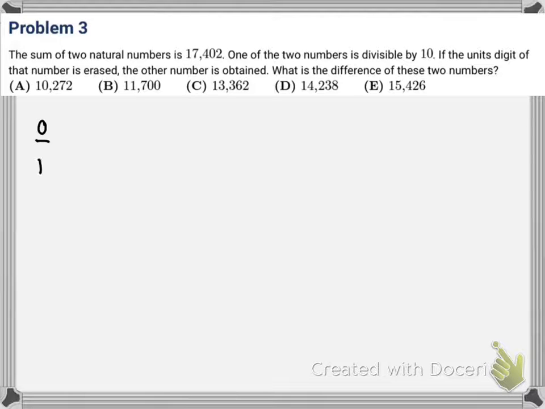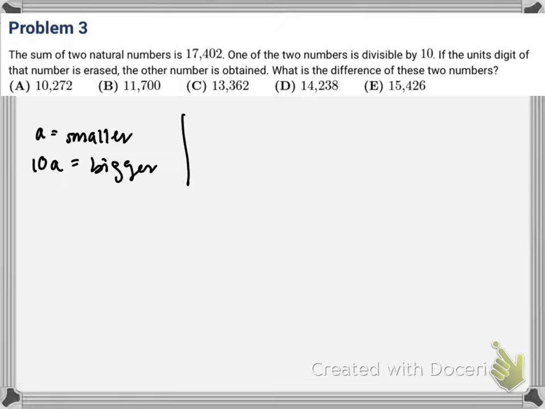So if I take a number like 14, and I multiply it by 10, it's going to become 140. So essentially what they're saying was, hypothetically, if your number was 140 and you erase that 0, you get 14. And so this is the kind of relationship we have between these two numbers. So I'm going to say that A is the smaller number, and A, but with a 0 at the end, is going to be the bigger number because it's 10 times as big. So 10A is going to be the bigger one.